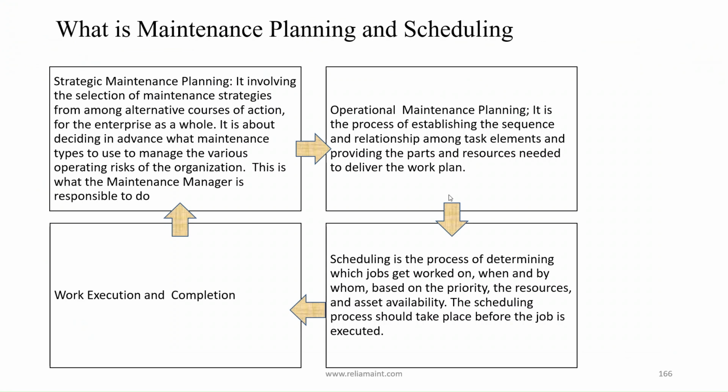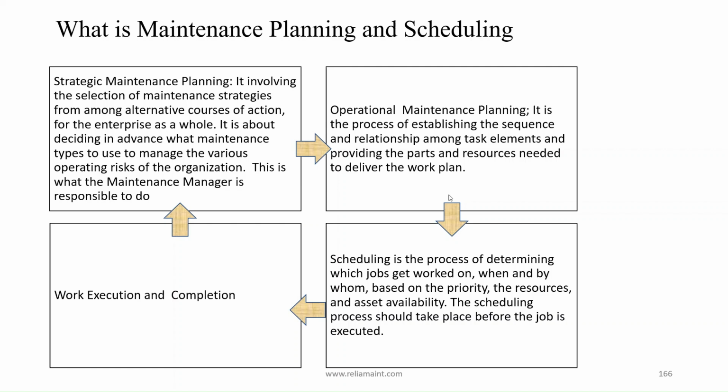Strategic maintenance planning involves the selection of maintenance strategies from among alternative courses of action for the enterprise as a whole. It is about deciding in advance what maintenance types to use to manage the various operating risks of the organization. This is what the maintenance manager is responsible to do.